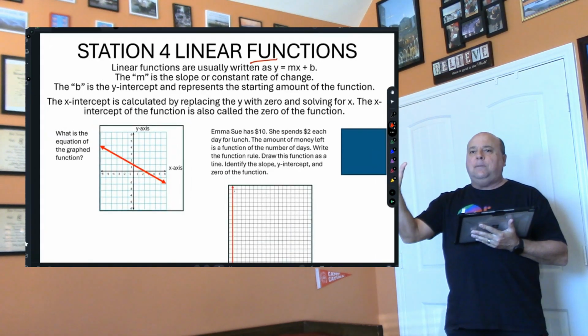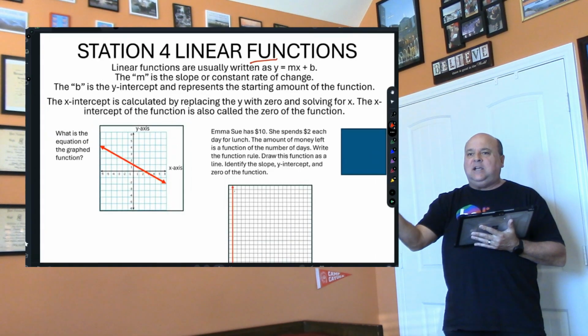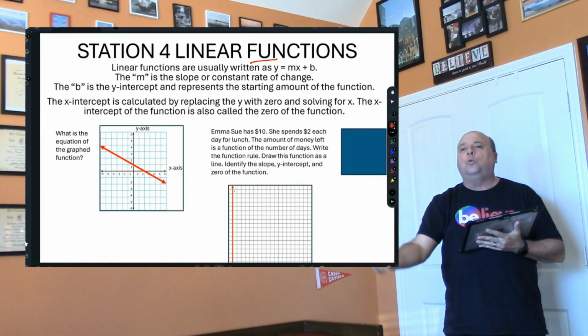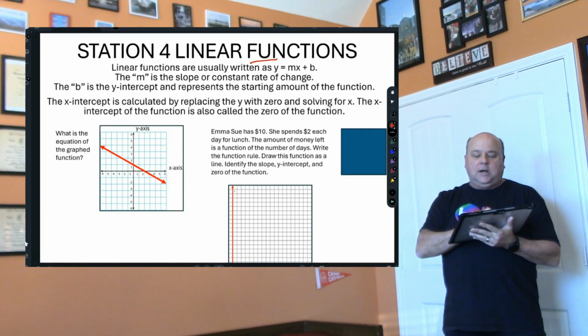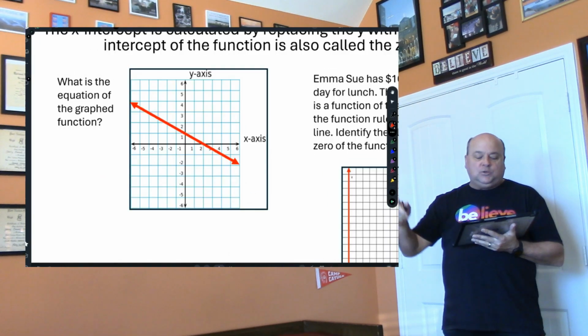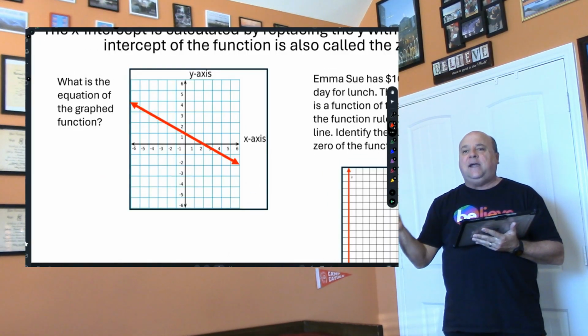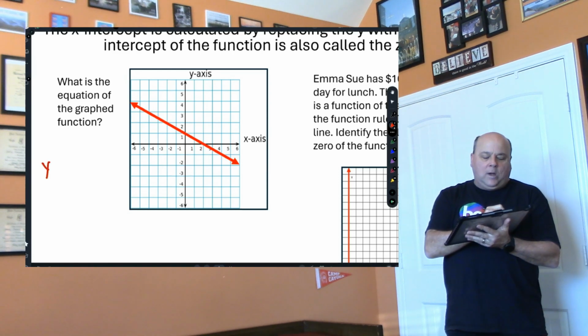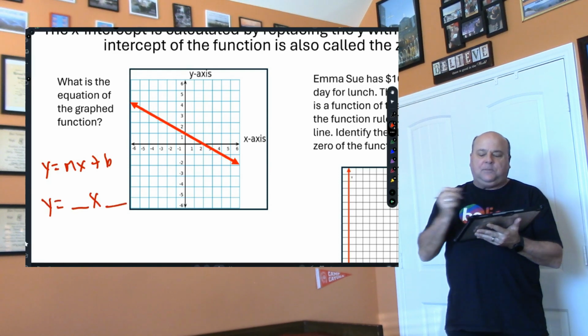Notice I kind of describe the function y equals mx plus b. The big thing is your rate of change and your starting number, or b. Okay, so we're going to look at this one right here. We want the equation of that graph line. Write down y equals mx plus b. You're going to have y equals something x something, right?